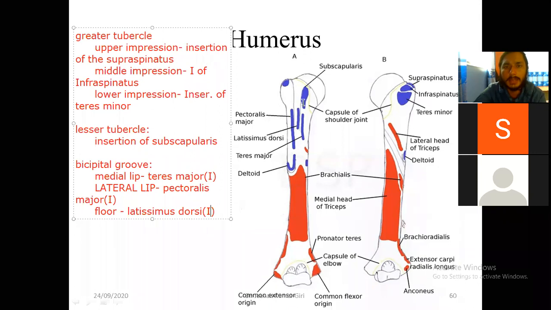In the medial lip there is the insertion of the teres major. In the floor there is the insertion of latissimus dorsi. To remember this, there is one formula: lady between two major. Lady is the latissimus dorsi. Two major means pectoralis major and the teres major. So lady between two major. You can just remember it like that.